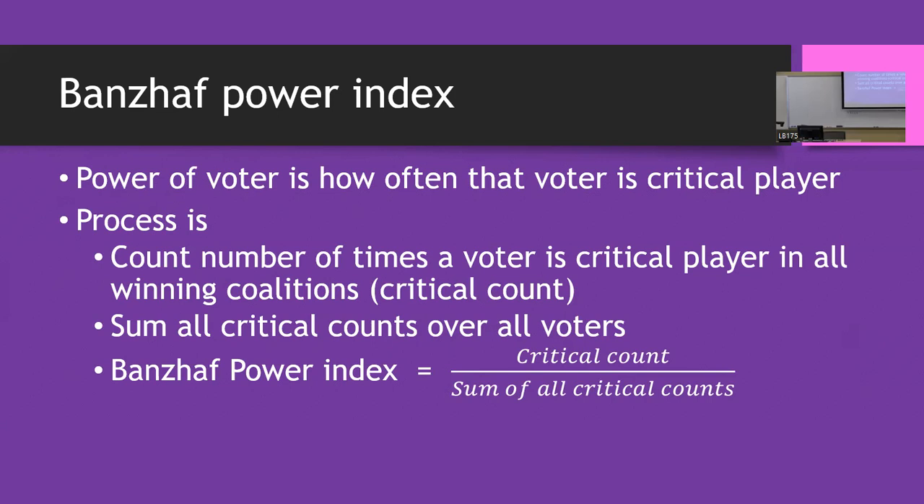And then we sum all of the critical counts over all the voters, and that becomes our denominator. So the critical count of the individual voter divided by all of the critical counts put together is the Banzhaf Power Index.